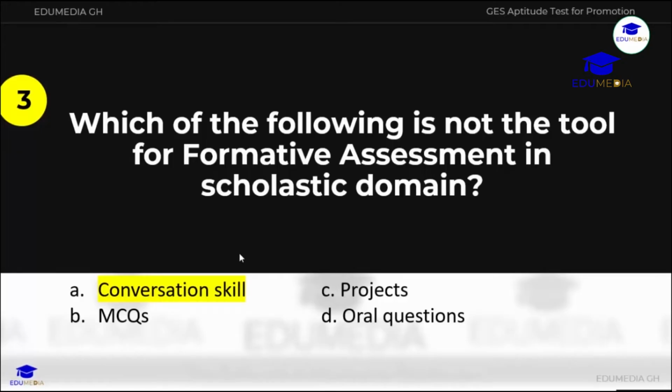Conversation skill. Formative assessment refers to the ongoing evaluation of students' learning and development, and it typically involves the use of various tools and techniques to gather data and provide feedback to the student. Conversation skills are important for effective communication and personal development, but they are not typically considered a tool for formative assessment in the scholastic domain. Common tools for formative assessment include multiple choice questions, projects, oral questions, and other types of assessments that provide information on the student's understanding and progress.